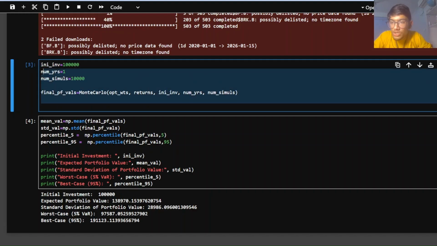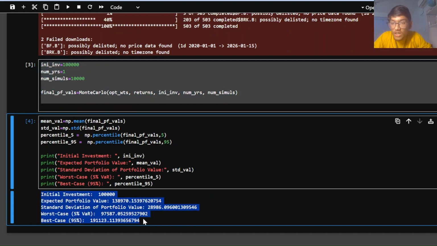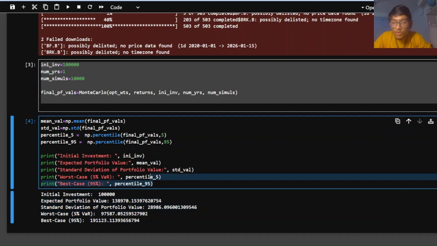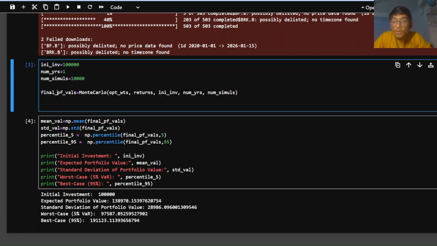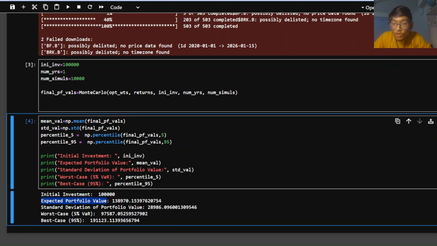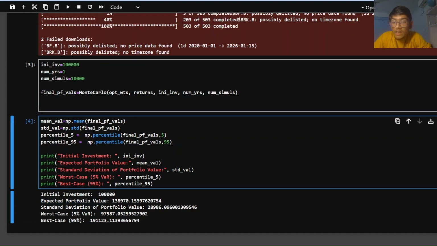Okay, seems like our simulations are finally complete, and now we can analyze the beautiful results that we get over here. So let me first explain what I've done here. I'm calculating the mean of the final portfolio values because I'm trying to figure out what the expected portfolio value will be. And I'm also calculating the risk, or the standard deviation, of these final portfolio values to get a measure of the risk involved in this, and the 5th and the 95th percentile to figure out what the best case and the worst case would be.